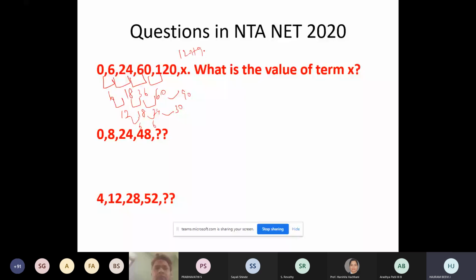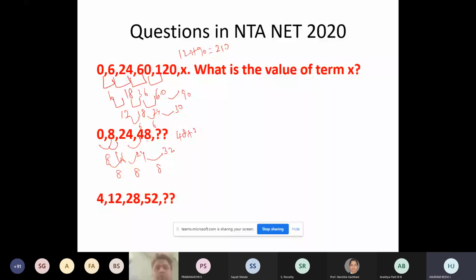Then the next one: 0, 8, 24, 48. So what will be the next element? Here also we are finding the difference: 8, 16, then 24. In this level we don't get the same value, which means again find the difference. So 32 here, then 32 plus 48. So this is 80. So the answer is 80 here.